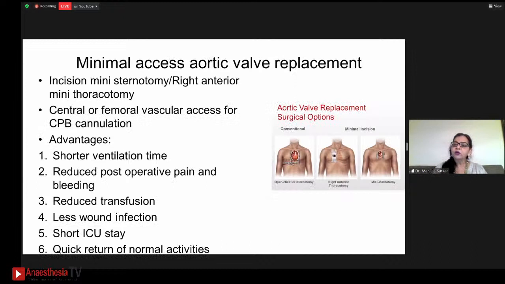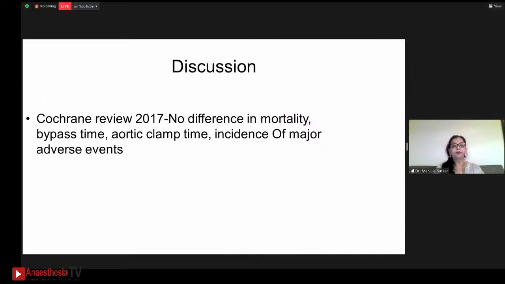Minimal access aortic valve replacement should be done with mini sternotomies or right anterior mini thoracotomies, with central or femoral vascular access for CP bypass cannulation. Advantages are shorter ventilation time, reduced post-operative pain and bleeding, reduced transfusion, less wound infection, shorter ICU stay, and quick return of normal activities, which is required in today's world.